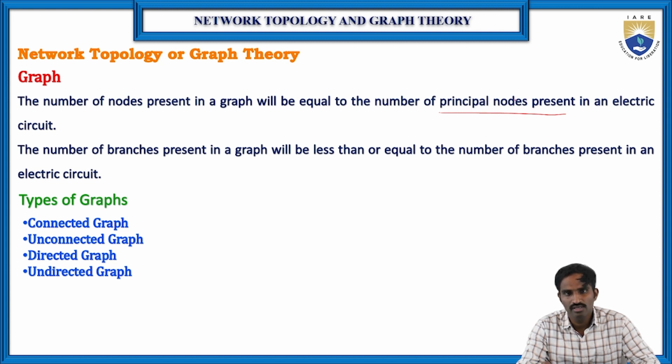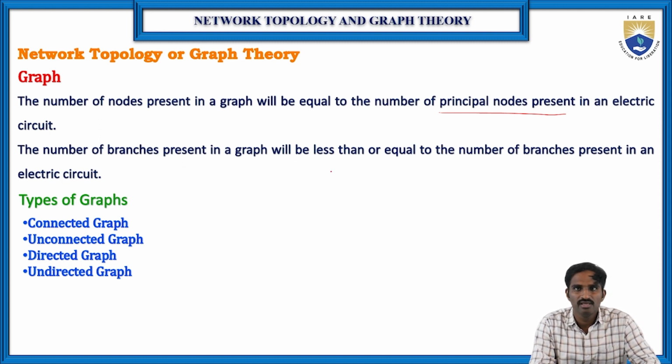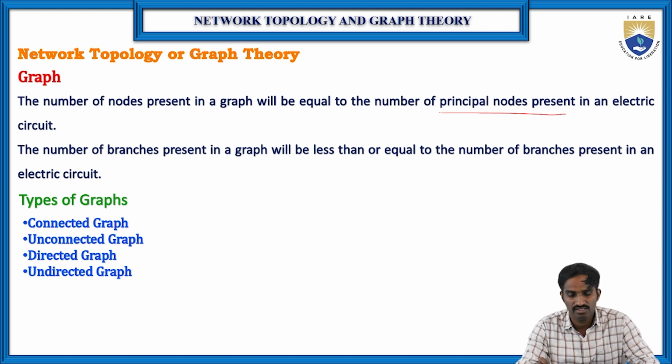We know already what is the difference between the node and principal node. A node means only the point of intersection of two branches, but a principal node means more than two. Of course, sometimes if in a particular branch there are no more than two, then we can consider the normal node also. And the number of branches present in the graph will be less than or equal to the number of branches present in an electrical circuit. That's what we just discussed, right?